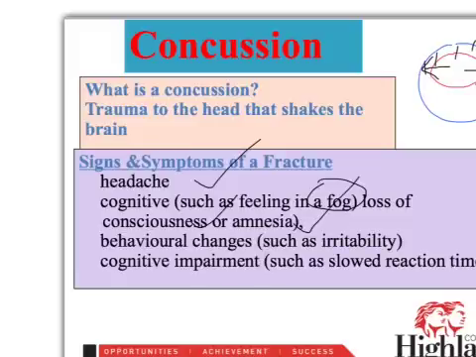Behavioural changes, they might get really annoyed really quickly, more than usual, and cognitive impairment, so they might have slowed reaction time. So they might be a little bit sluggish or a little bit slow after taking a hit to the head. Once again, sounds like that's common sense.